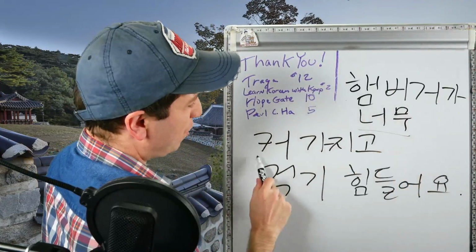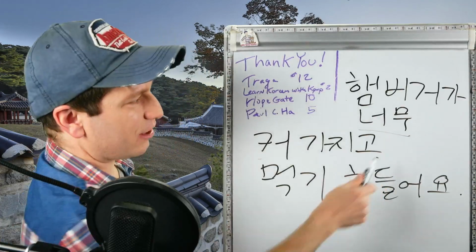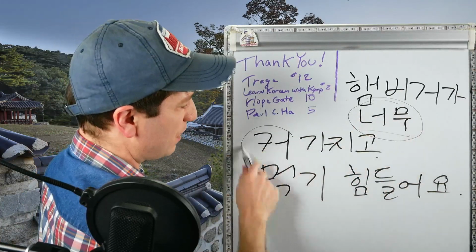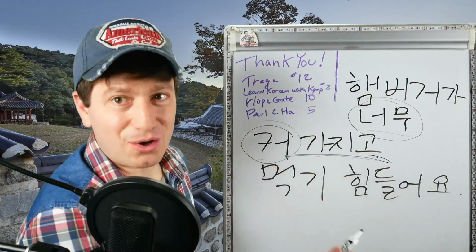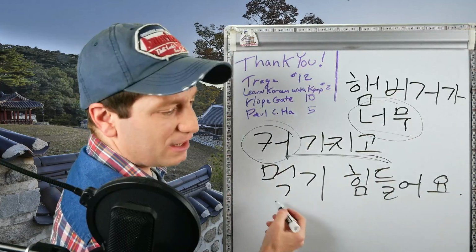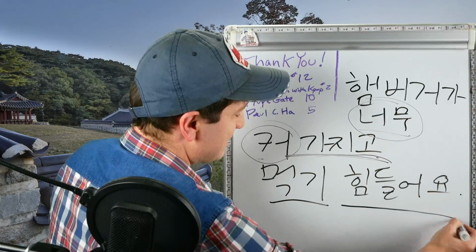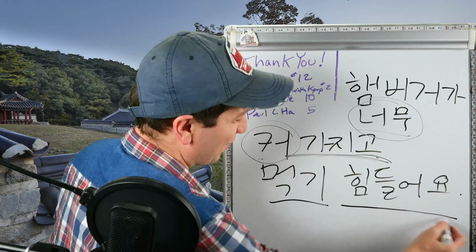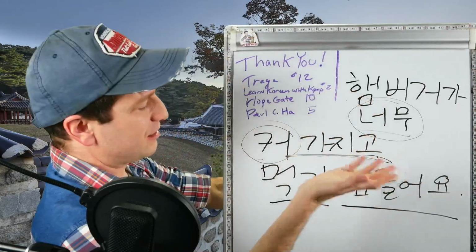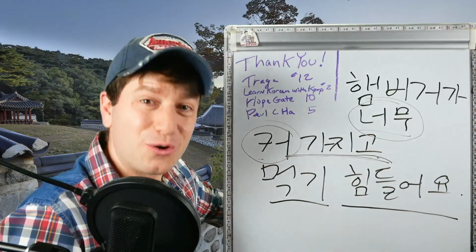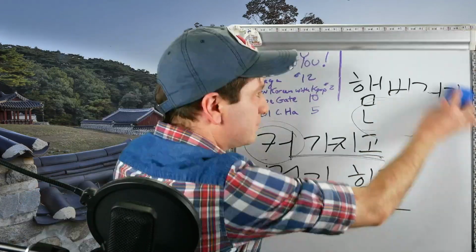햄버거가 너무 커가지고. So the hamburger is 너무, too much. What? 크다, big. 커가지고. So because 커서, because the burger is too big, 먹기 힘들어요. Sorry, it's difficult to eat. It's too big. 먹기 힘들어요. It's hard to eat because it's too big. 햄버거가 너무 커가지고 먹기 힘들어요.